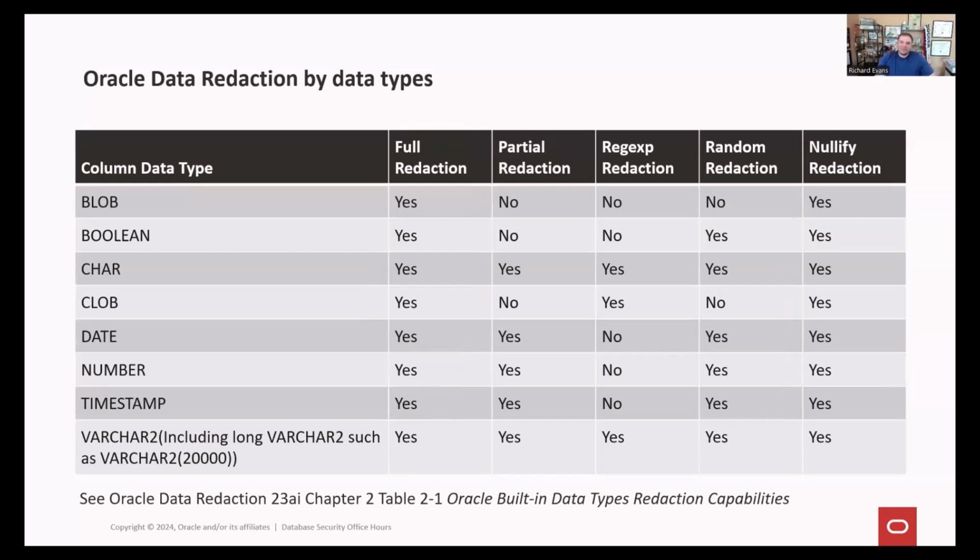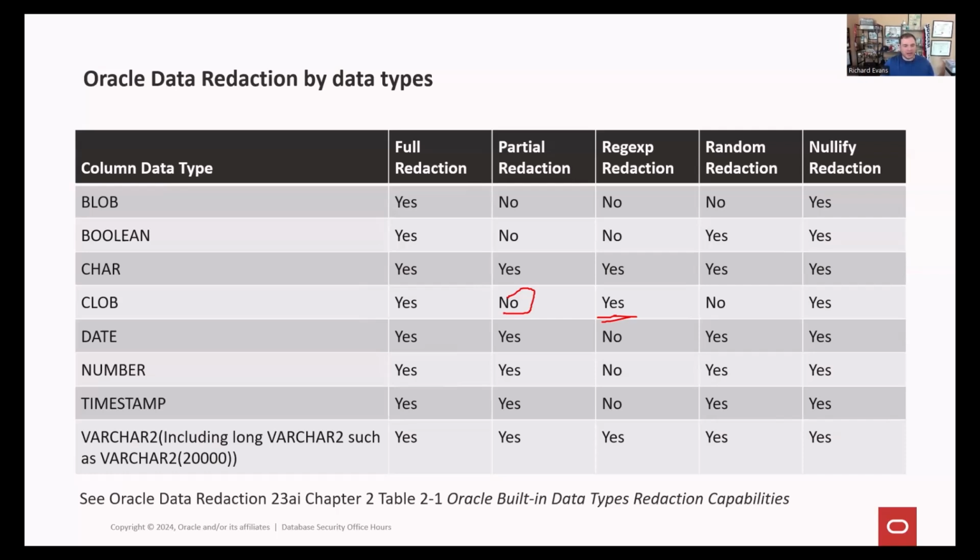For clobs, same thing. It may not make sense if we do partial, but we could do regular expression, right? Because it can be a variable length. We can offer you regular expression redaction because it is that variable length versus partial. Random, no, I'm not really sure what I could randomize your clob to, so we don't offer that, okay?